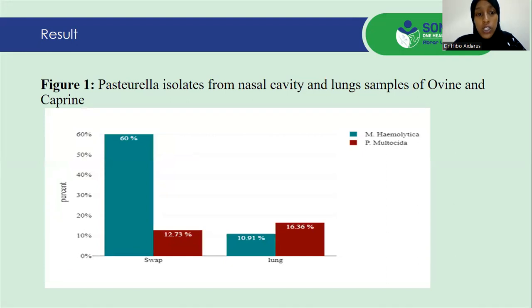This figure shows the Pasteurella isolated from nasal cavity and lung samples of the caprine and sheep. It also shows the prevalence of Mannheimia hemolytica and Pasteurella multocida. As we see here, 60% of this figure is Mannheimia hemolytica, which was higher than Pasteurella multocida.